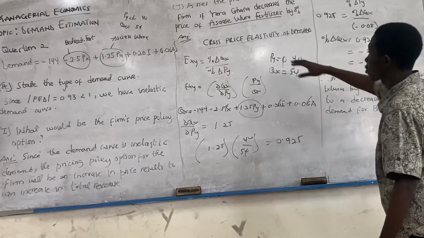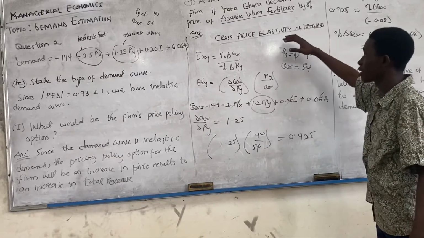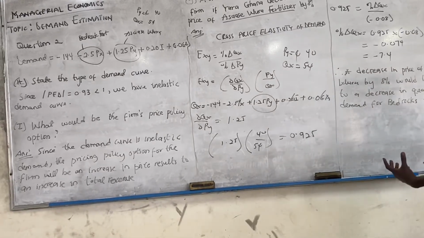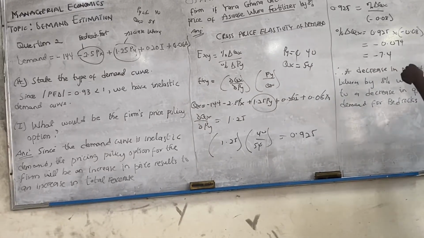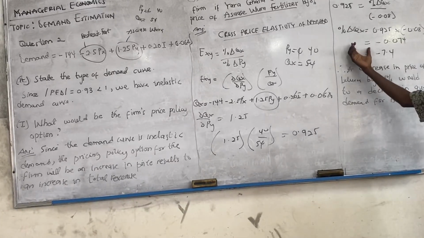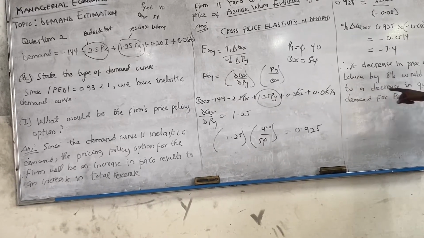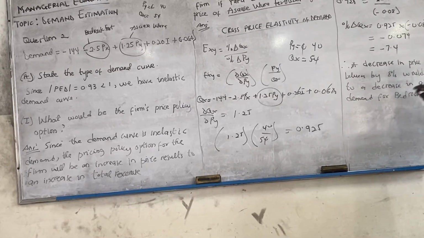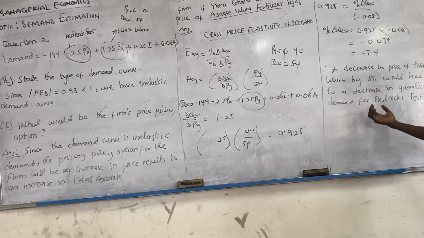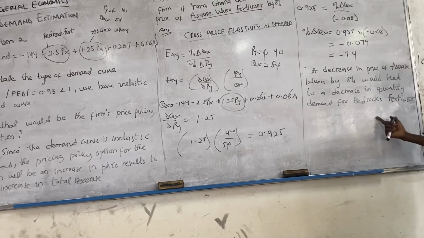If Yara Ghana decreases the price of Asasura fertilizer by 8%, it means I should calculate for the decrease in price. The decrease in price of Asasura by 8%. So there it is, the actual one, negative 7.4. So a decrease in the price of Asasura by 8% would lead to a decrease in quantity demanded for Bedrock fertilizer. Actually, this is how we do it.